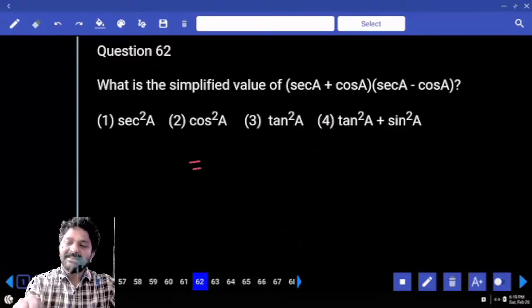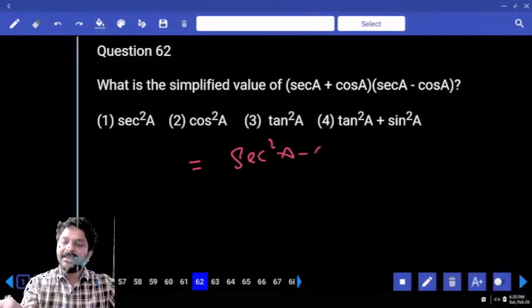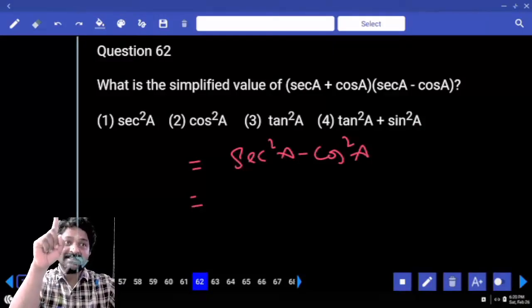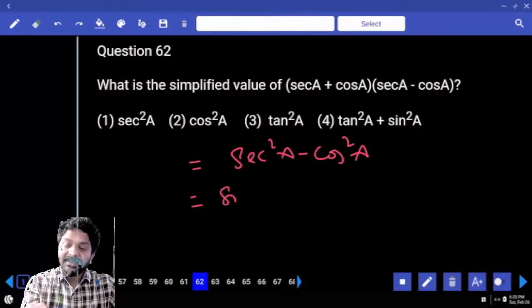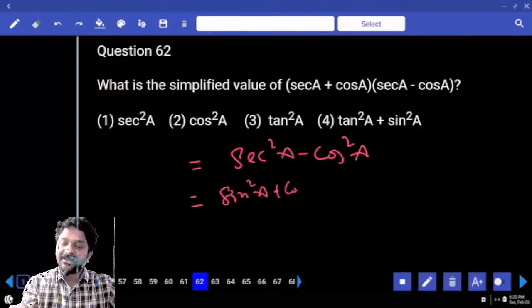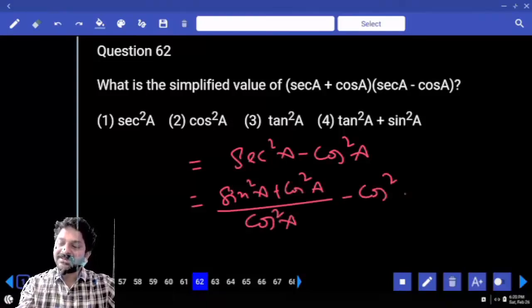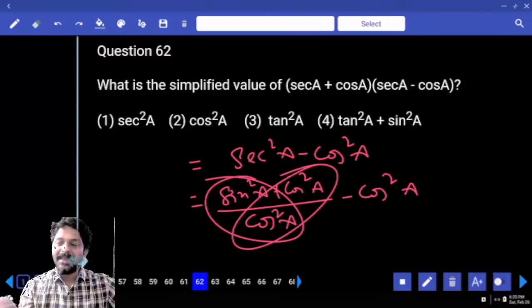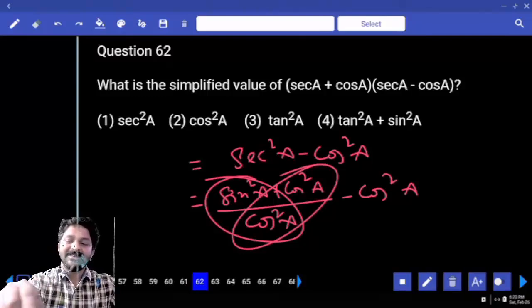Otherwise you can even write it as secant square a minus cos square a. What do you mean by secant square a? 1 by cos square a. 1 is there in numerator. I'll write 1 as sin square a plus cos square a by cos square a minus cos square a. If you expand this, what is this? Tan square a. And what is this? 1 minus cos square a. So that means tan square a plus sin square a.